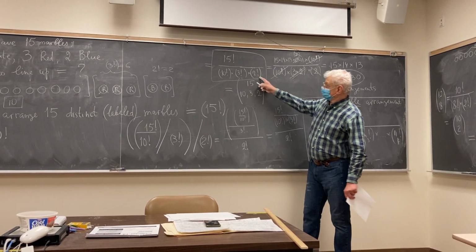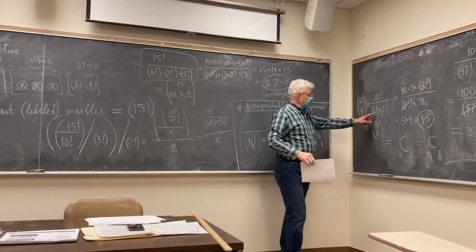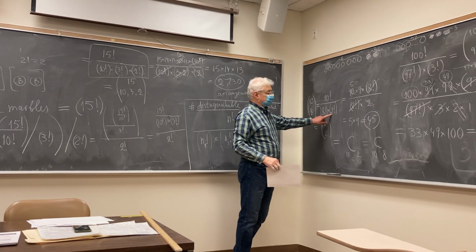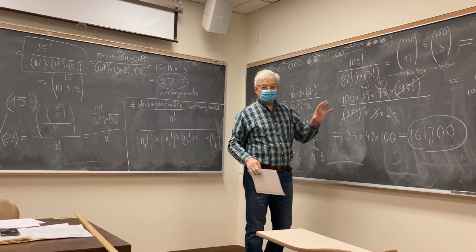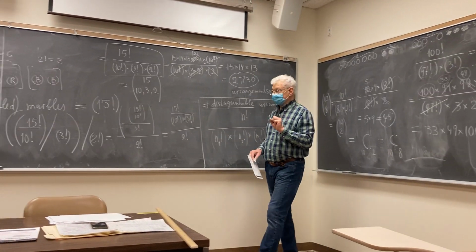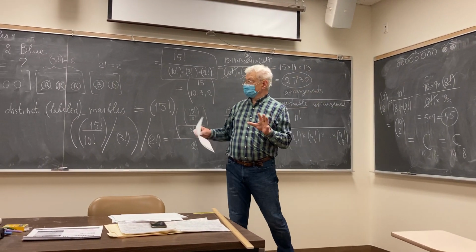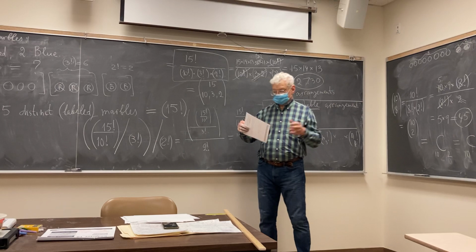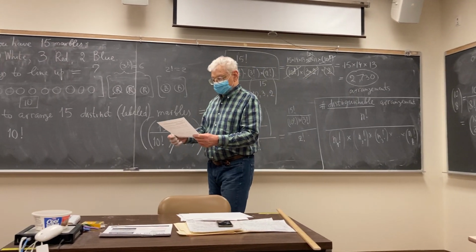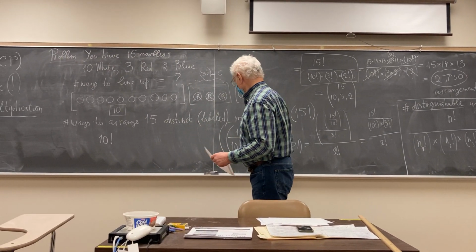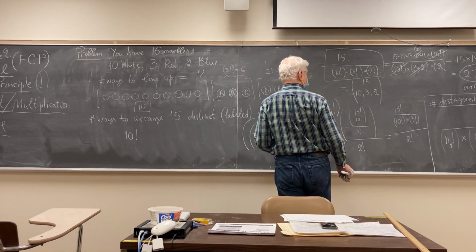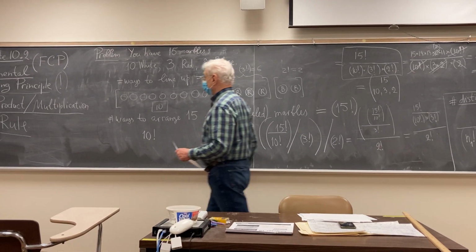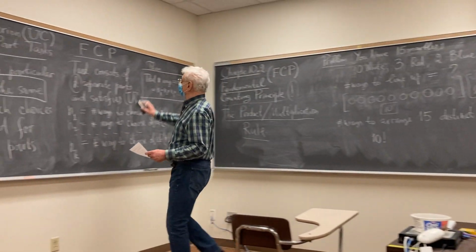The total sum is 15. Like here, 97 plus 3 is 100. So if you have 2 factors, it means that you have 2 colors. If you have 3 factors, you have 3 colors, and so on. Let me just solve. Okay, I erase this one.